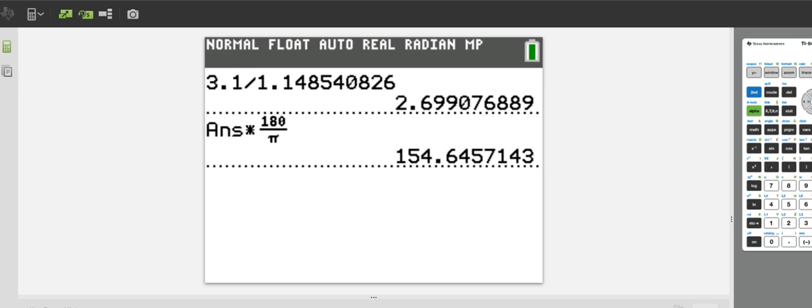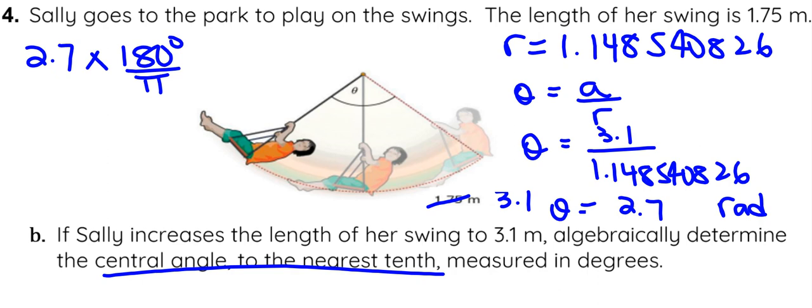So let's see how we're supposed to round it. Back to the question. And it says measured in degrees. It doesn't say, so let's do it to the nearest tenth. So we'll say that that angle in degrees would be 154.6 degrees, or to the nearest whole degree, it would be 155.